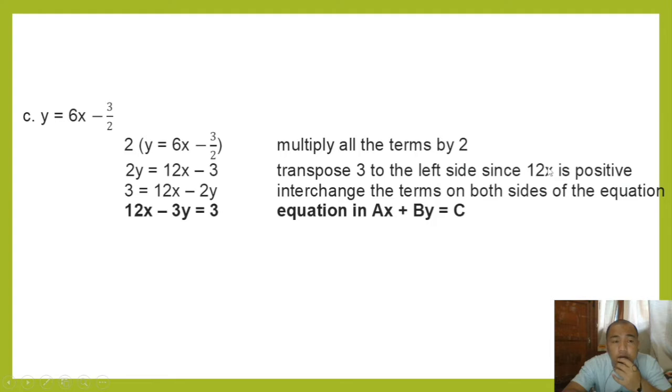How about this? y equals 6x minus 3 halves. First, we multiply all terms by 2. We have 2y equals 12x minus 3. Then transpose 3 to the left side, since 12x is positive. And then transpose also 2y to the right side of the equation. So we have 3 equals 12x minus 2y. Then interchange terms on both sides of the equation. 12x minus 2y equals 3 is the answer.